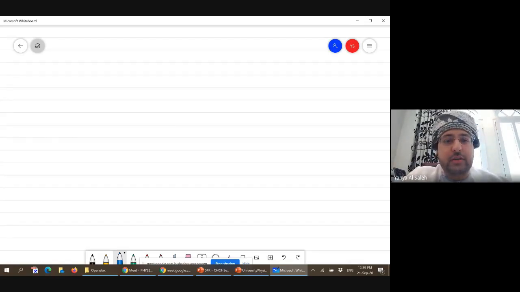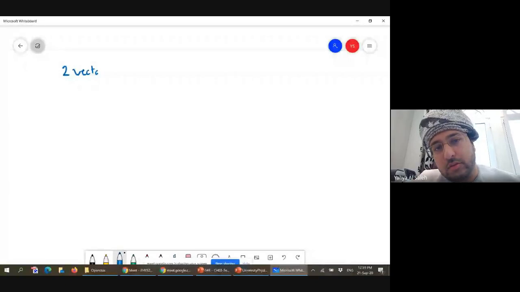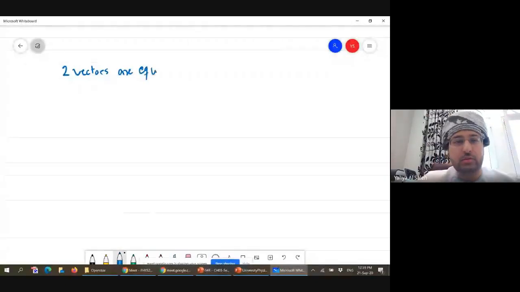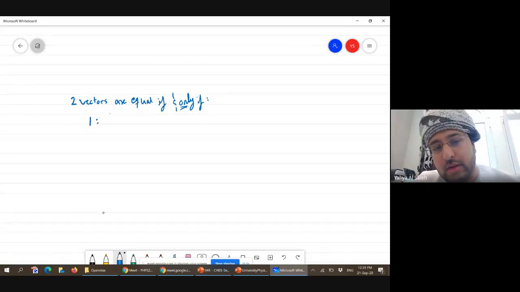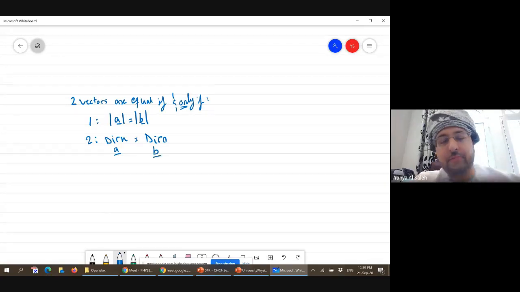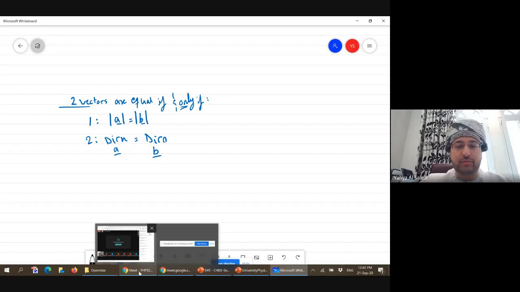We said the definition of a vector is a direction and a number. So two vectors are equal if and only if, one, the magnitudes are equal, and two, the direction of A equals the direction of B. Number 1 and number 2 need to both be true for vector A to be considered equal to vector B.